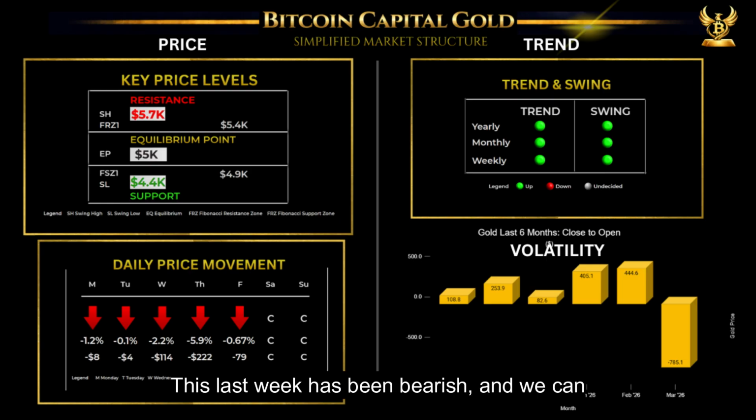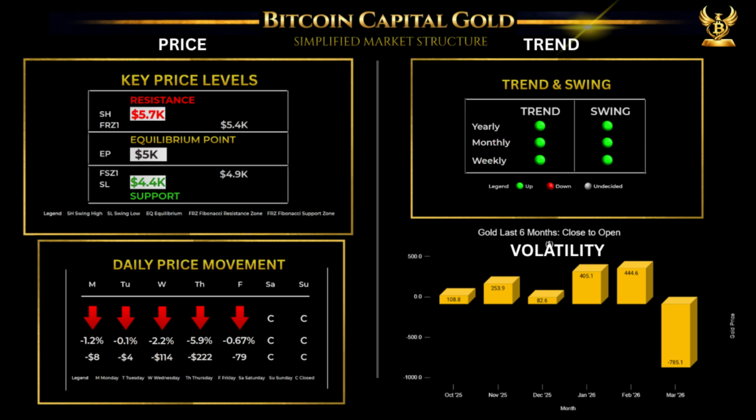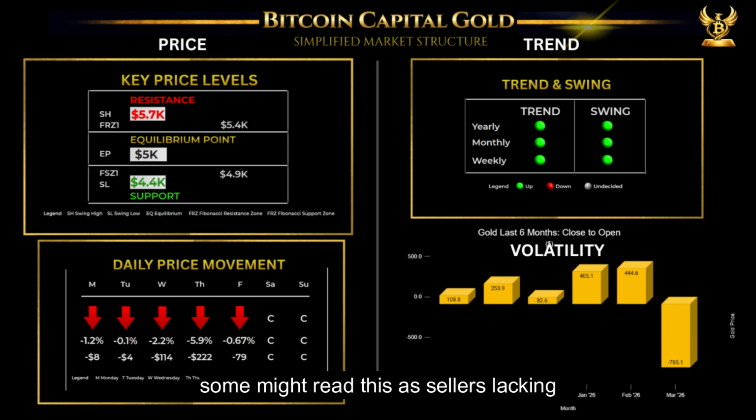This last week has been bearish, and we can see a swing pattern of lower highs and lower lows on the daily. Sellers fell short of testing the weekly structural low of the dominant range. Some might read this as sellers lacking conviction to go lower. It appears that the selling is coming from retail traders through margin calls or not being able to hold losses. Institutional traders and sovereign wealth are using this opportunity to buy. Volatility is increasing, but we still have to see strength in a move in either direction. And that's your simplified market structure view of gold.